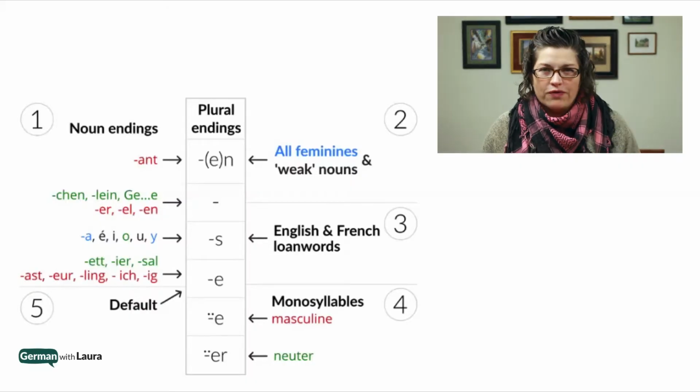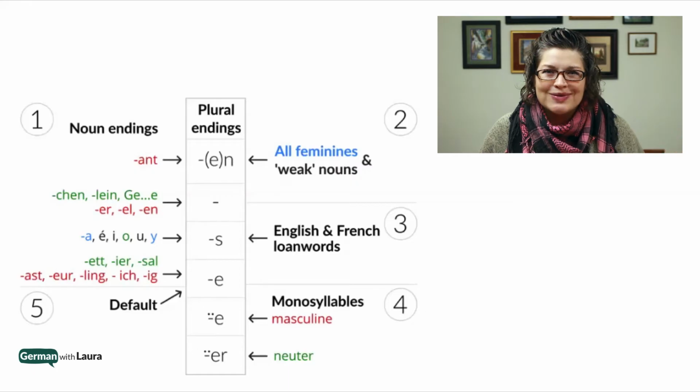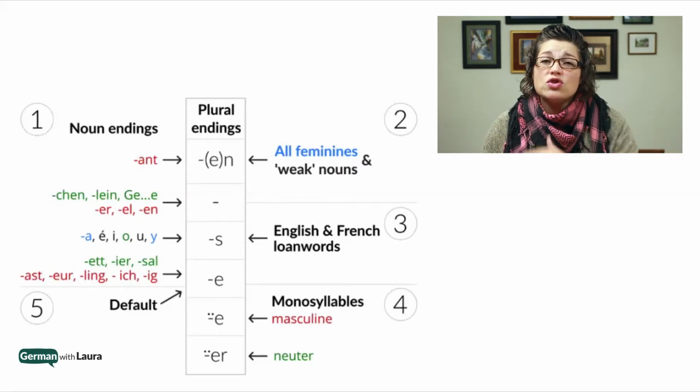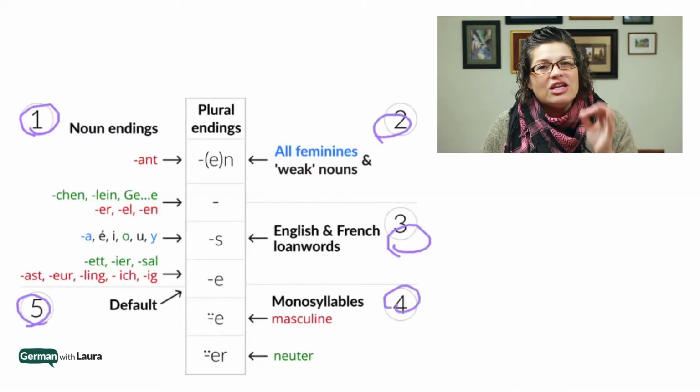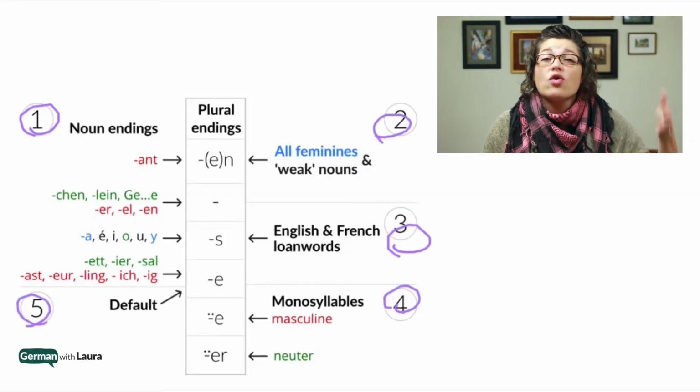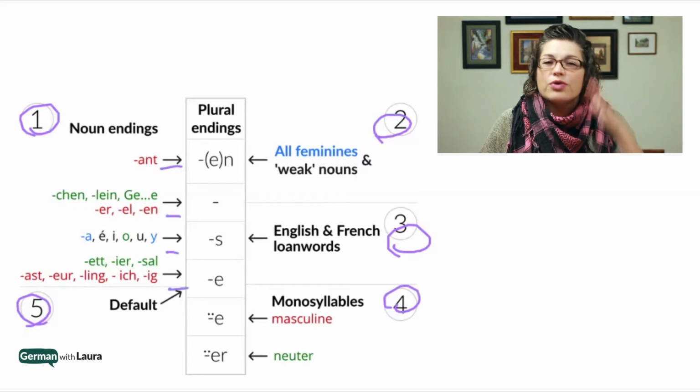First, the meta overview. The way to think about this is that we have a train full of all the German nouns in existence, and it's going to go to a total of 5 stops: 1, 2, 3, 4, and 5. At each of these stops, certain nouns are going to get off the train and take the ending indicated by the arrows that point to particular plural endings there in the middle.